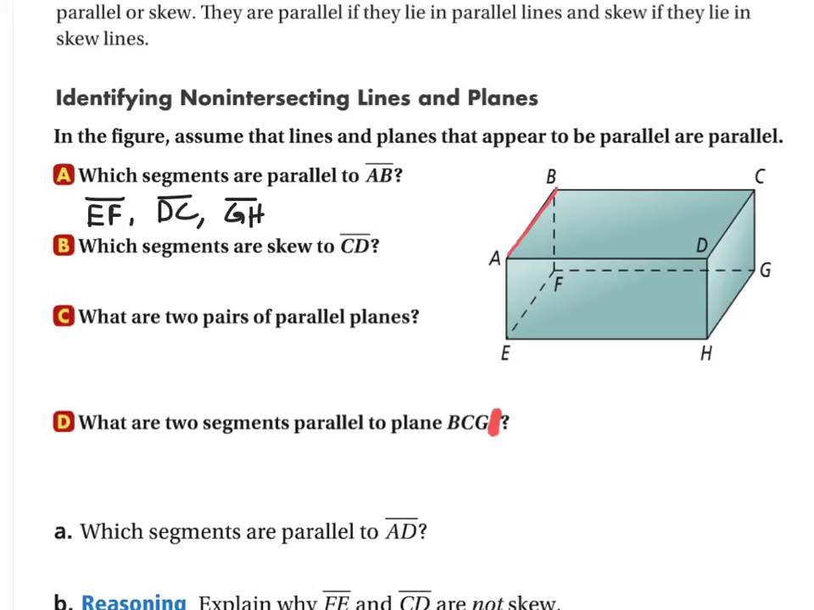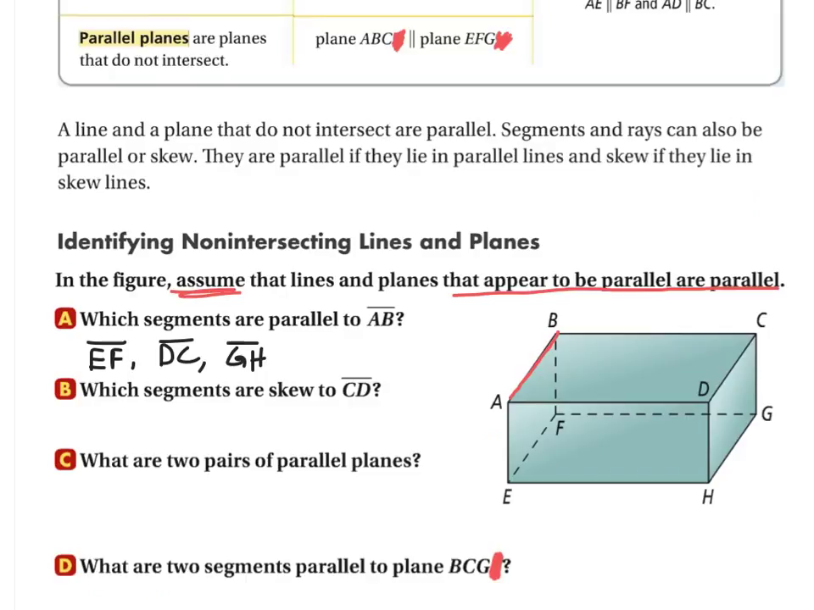Because that is one thing they do say in the instructions. That's why it's important to read the instructions. It says, assume that lines and planes that appear to be parallel are parallel. They tell us to assume that. So therefore, we can say that line segment AB is parallel to line segment DC. Absolutely.